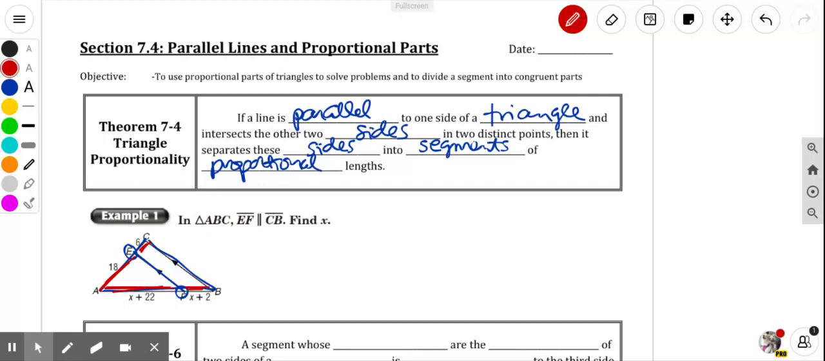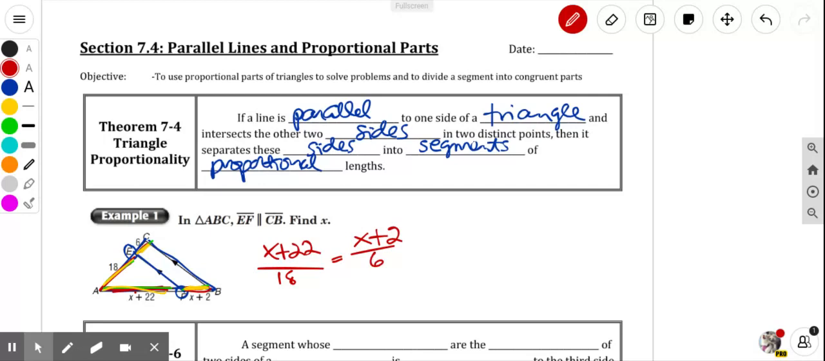So when you do it, there are lots of ways to set it up. I could start with x plus 22, so I could go bottom to bottom, and then you'd want to use the one that's across from the x plus 22, 18 to 6. You could go bottom to top, bottom to top. You could go this part first, like x plus 2 to 6, x plus 22 to 18. There's a lot of different ways you can set it up. So I'm just going to go with x plus 22 to 18 equals x plus 2 to 6. And like I said, there's tons of ways you can set it up. This is just one of them.